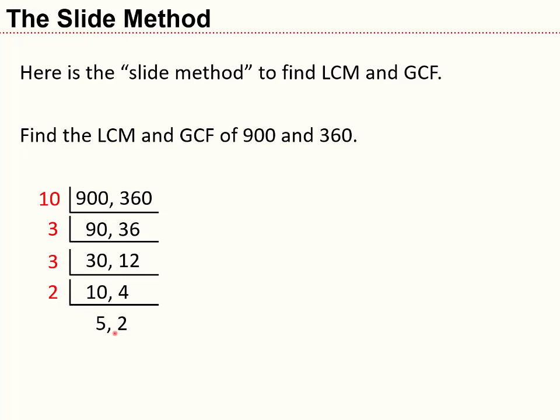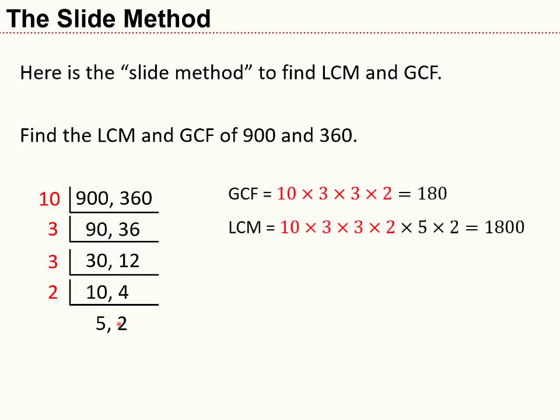5 and 2 have no common factors. Actually, there's a word we use called relatively prime when two numbers have no common factors other than 1. So 5 and 2 are relatively prime. 5 and 2, that's the end. Now that I have this list of numbers, here's what I do to compute least common multiple and greatest common factor. The greatest common factor is the product of the numbers on the left.